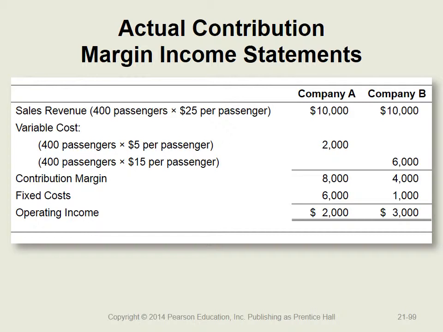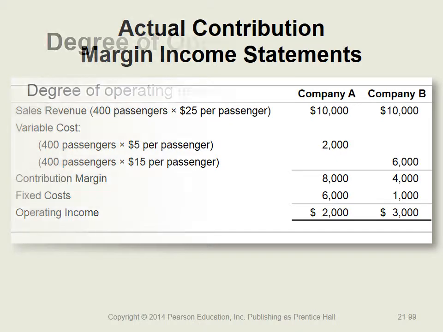During September, a hurricane threatened the area and many tourists made other travel plans. Both companies had only 400 passengers during the month. The actual income statements are shown with this decrease in volume. Note that both companies experienced the same decrease in sales volume, but Company B's operating income did not decrease as much as Company A's because of its cost structure.